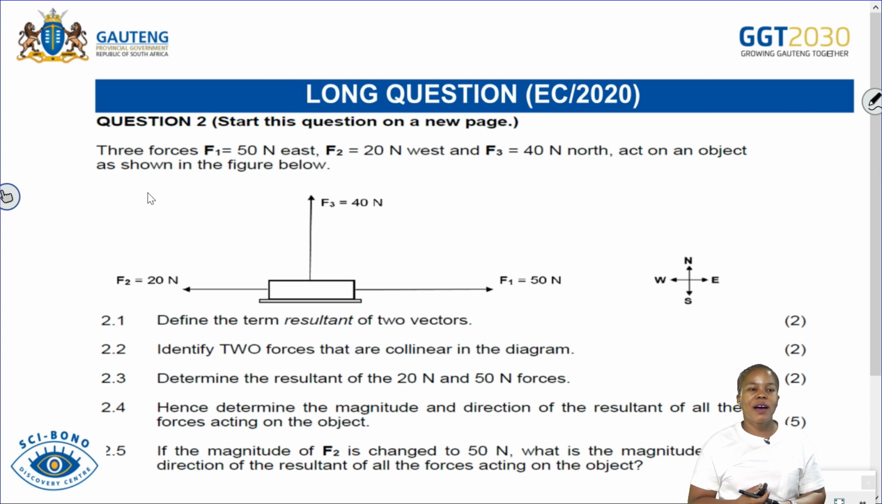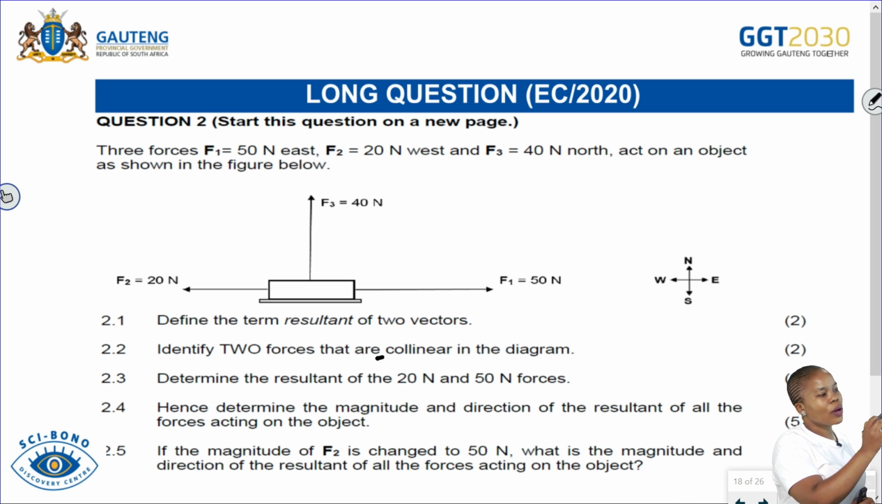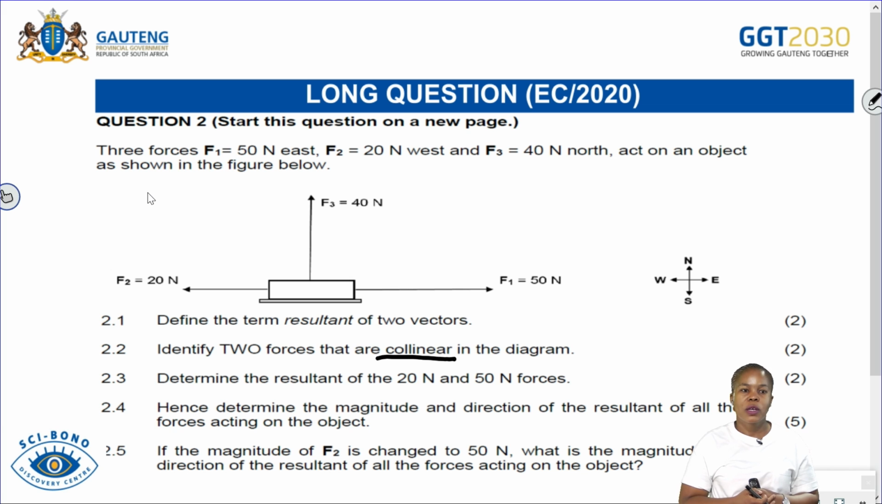Identify the two forces that are collinear. For us to understand what we are trying to find out, we need to highlight or underline this word collinear. So in the diagram, the two forces that are collinear to each other, that are acting parallel to each other, are going to be your F1 as well as your F2.